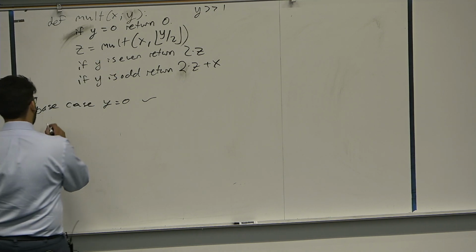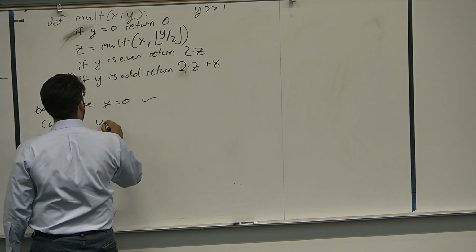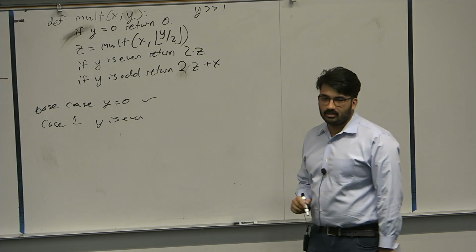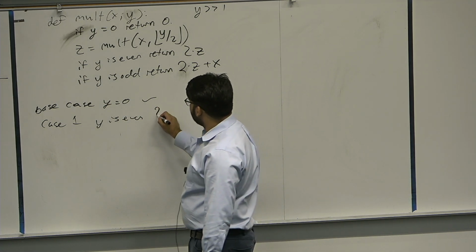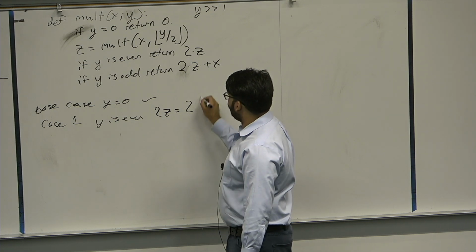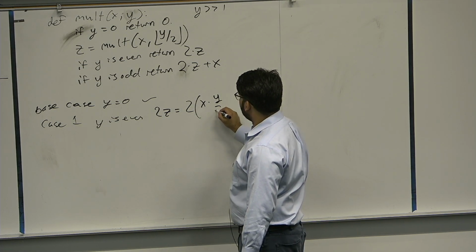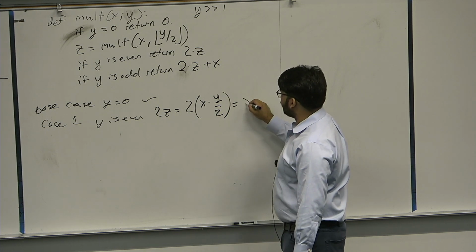So we have two cases. Case 1: if y is even, then we want to argue that 2 times z is actually x times y. So 2z is equal to 2 times x times y over 2, which is equal to just xy.